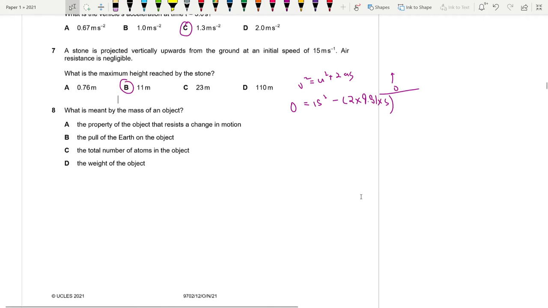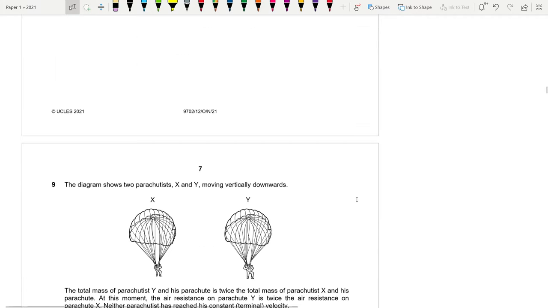For 8, what is meant by the mass of an object? It's basically, according to the definition, a measure of inertia, right? It's the property of an object that actually resists changes in motion.